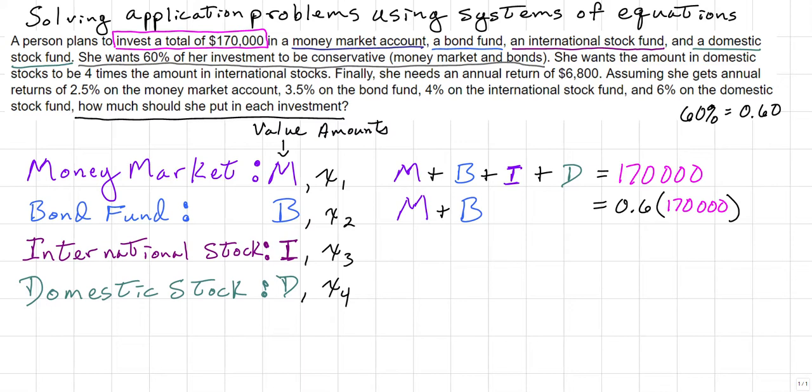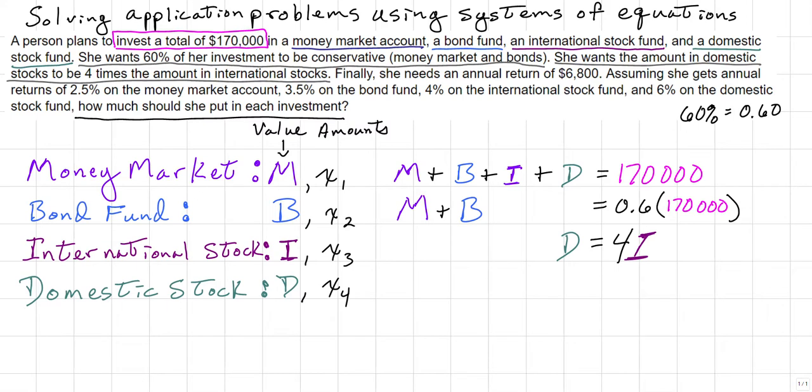Now the next thing that we're going to look at is that she wants the amount in domestic stocks to be 4 times the amount in international stocks. Okay, so domestic stocks is 4 times the international stocks. So I can set up an equation that says D is equal to 4I. Now, of course, I'm going to want to rewrite that so that I've got the D and the I all on the same side of the equal sign, but we'll get to that in just a moment.